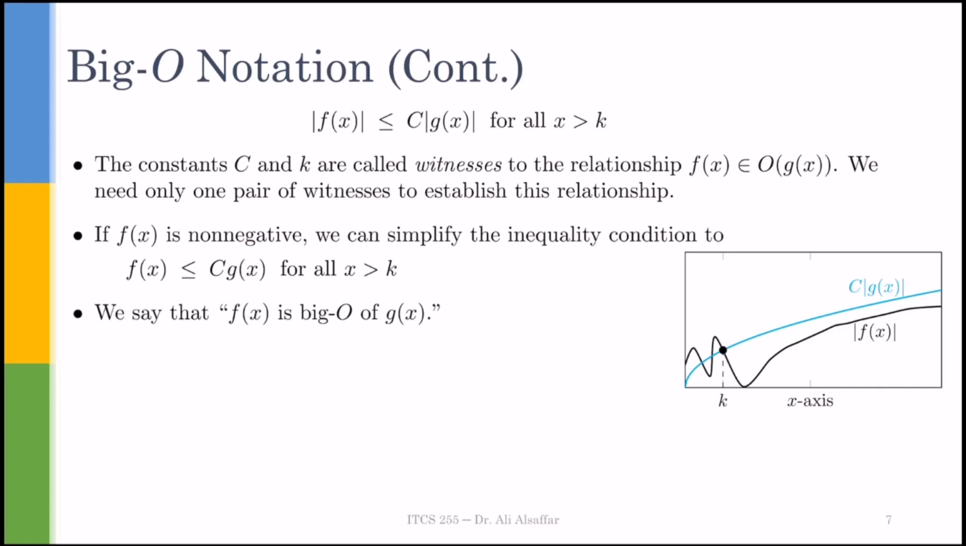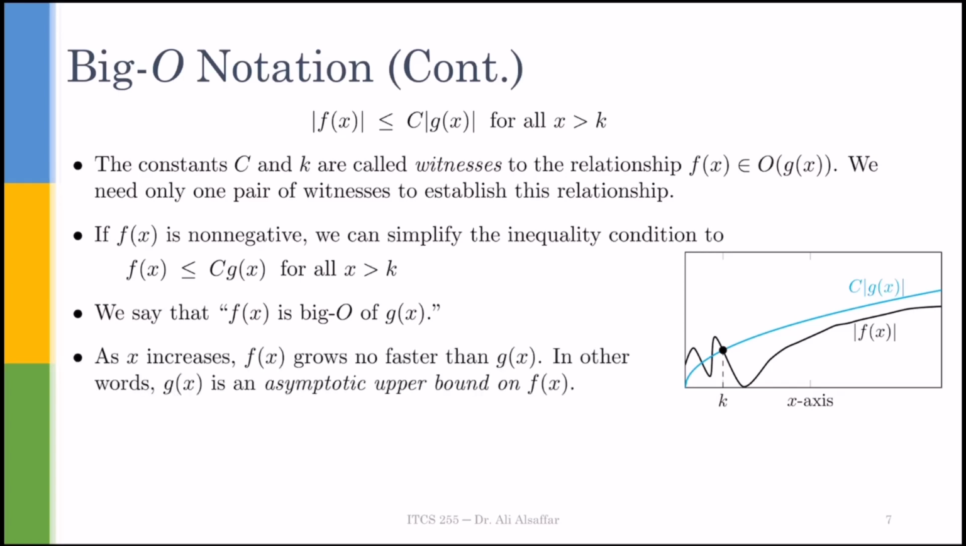We have already mentioned that for every value x greater than k, if the relationship between f of x and g of x is equal to this, then we say that f of x is big O of g of x. Or we can say f of x is of order of g of x.